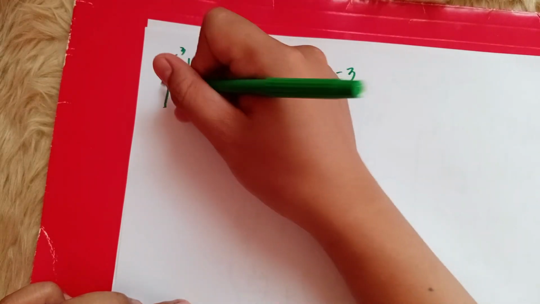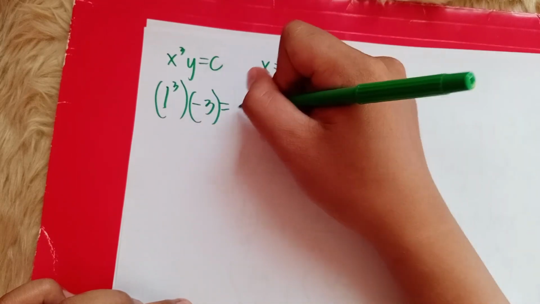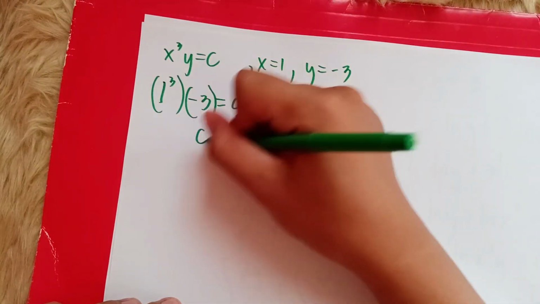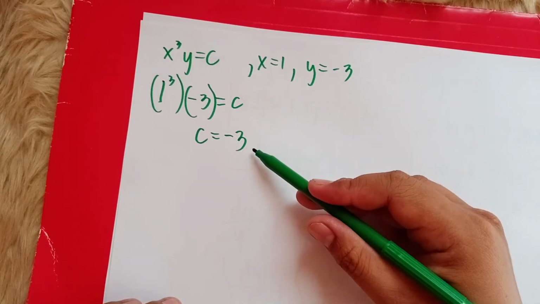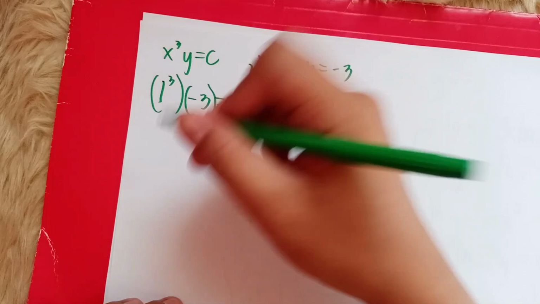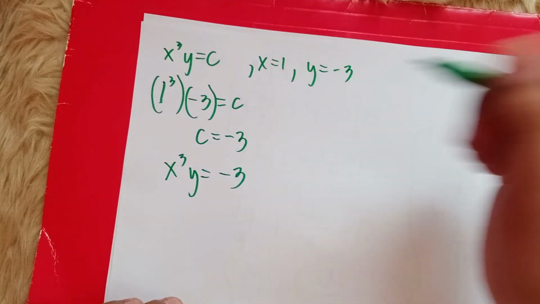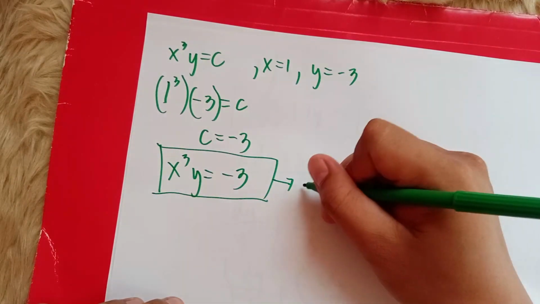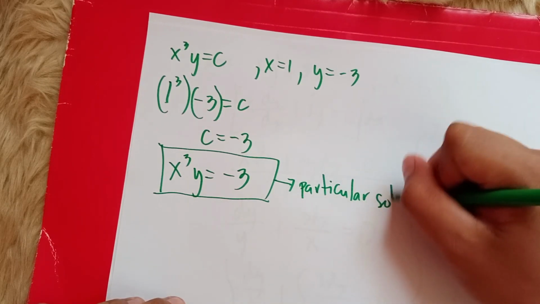X is 1. So, 1 cubed times y is negative 3 equals c. So, 1 cubed is 1 times negative 3. So our c is negative 3. So substituting now c negative 3 to our general solution, this is now equal to x cubed y is equal to negative 3. Okay. Ladies and gentlemen, or mga boss, this is now what we call the particular solution.